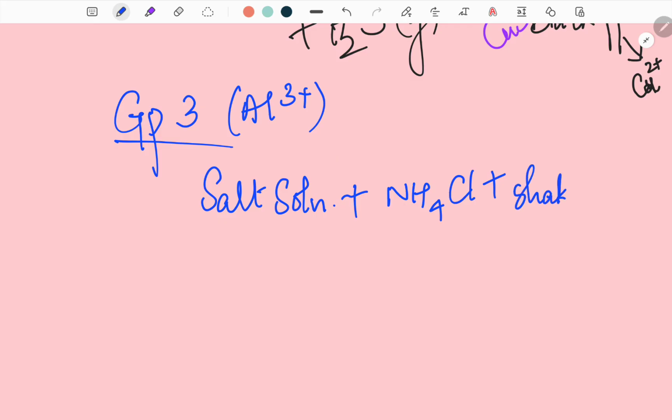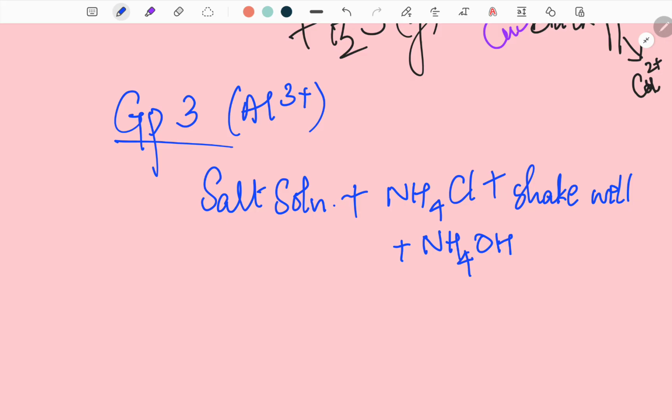After adding ammonium chloride, you need to shake well, because in your lab you will be finding NH4Cl in the form of crystals. It will be a salt, not a solution. So you need to shake well so that the crystals of NH4Cl break down and dissolve in the solution. And after that, you need to add NH4OH.